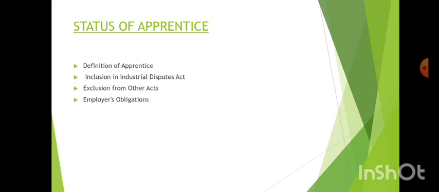Status of apprentice. What is the status of apprentice? First one is definition of apprentice. We have already seen the definition of apprentice in the first slide. An apprentice is a trainee and not considered as a worker. Labor laws provisions do not automatically apply to apprentices unless specifically made applicable.